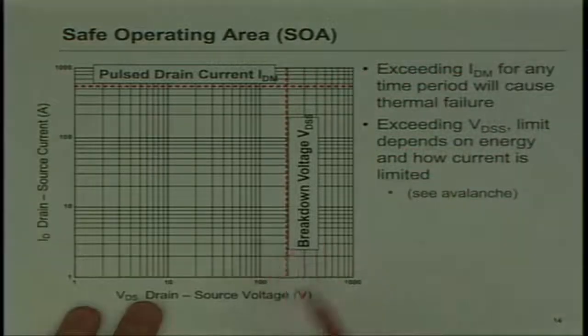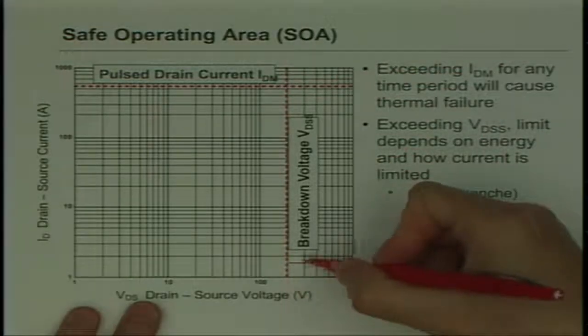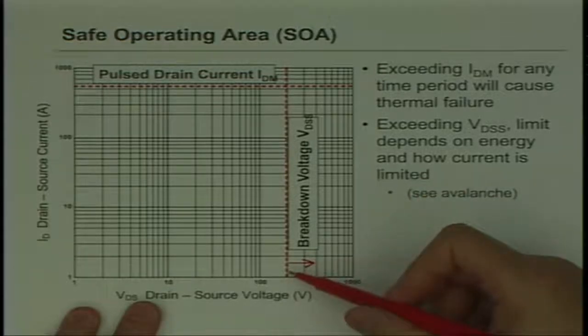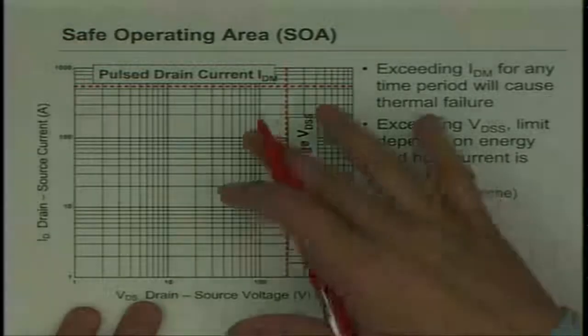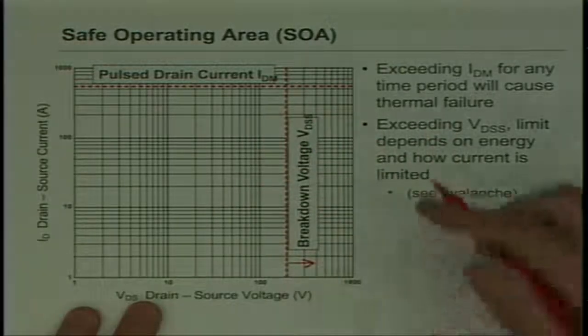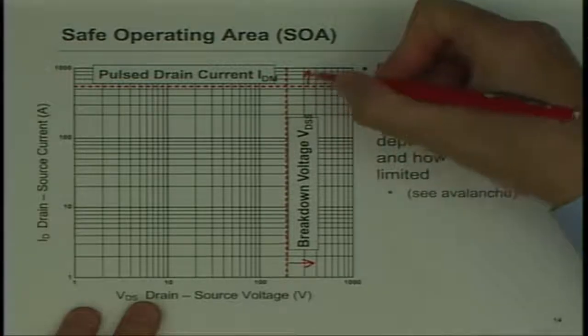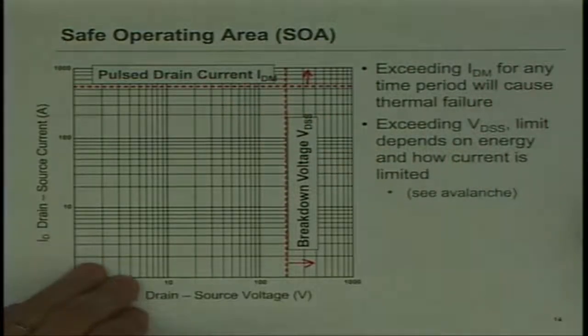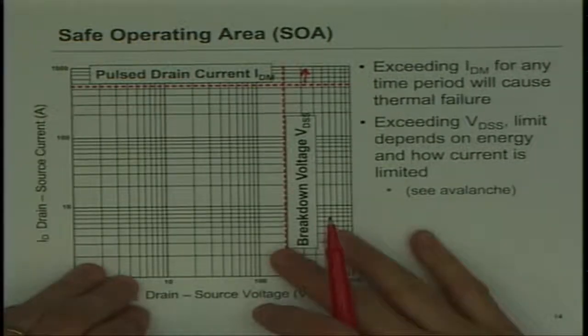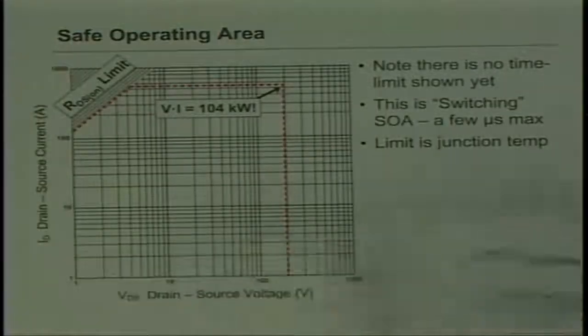So if I exceed this voltage limit, what happens? Well, I can do that briefly for avalanche, which is a separate case, not counted on the SOA curve. I really can't go any higher in current, right? That's an absolute limit, all right? But there's no time. We're missing another dimension here of time.